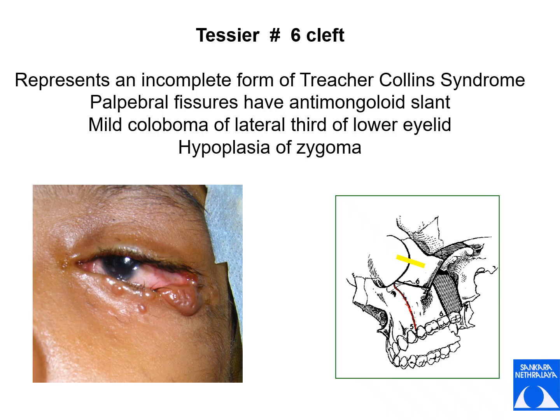Tessier 6 represents an incomplete form of Treacher-Collins syndrome. Palpebral fissures have anti-mongoloid slant. Mild coloboma of lateral third of lower eyelid. There is hypoplasia of zygoma.